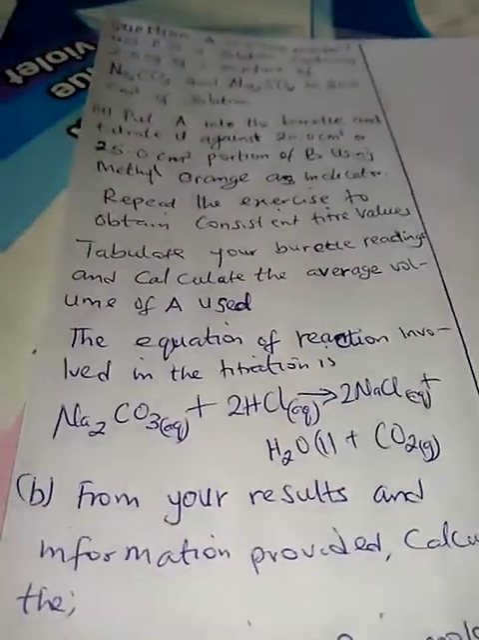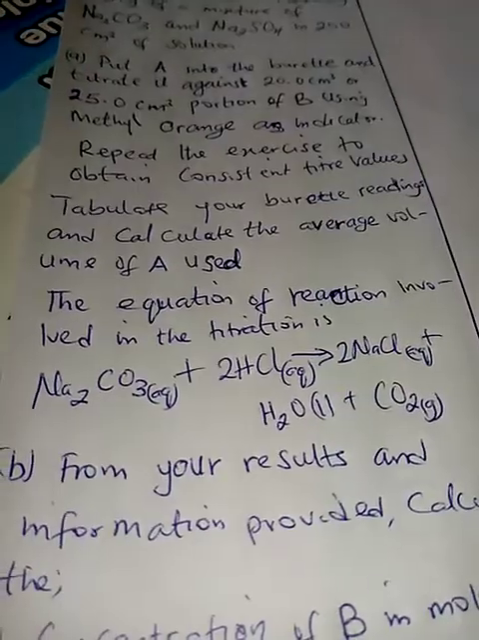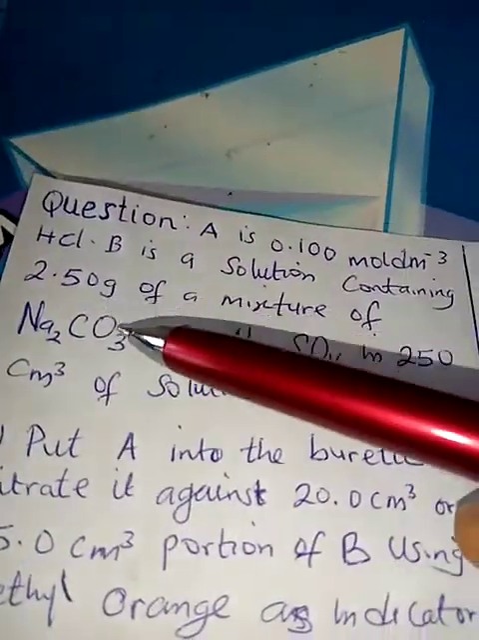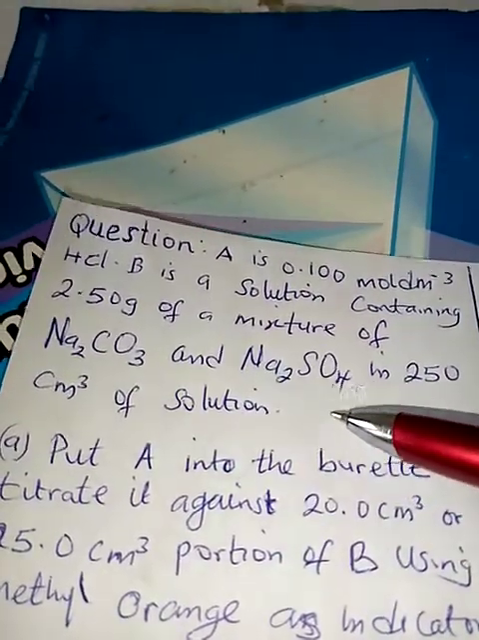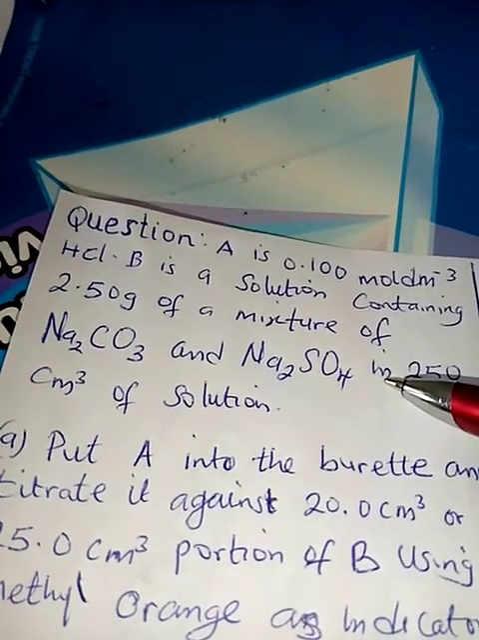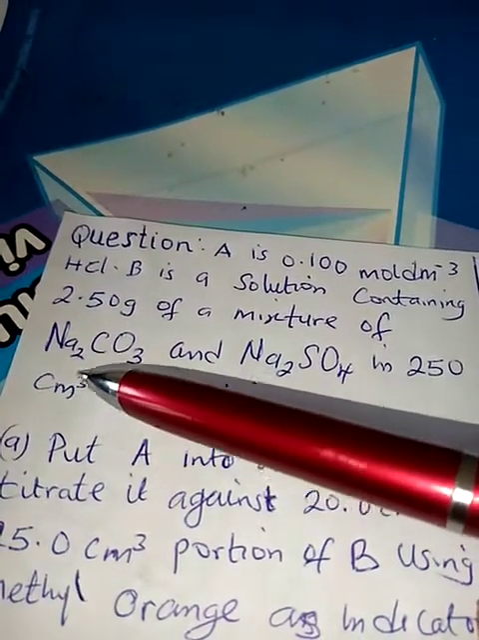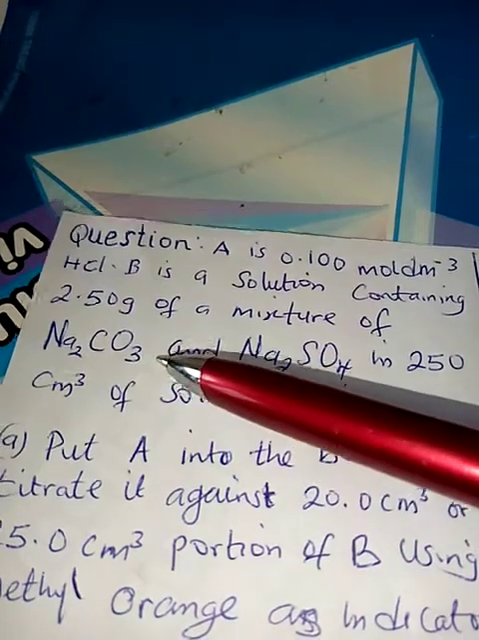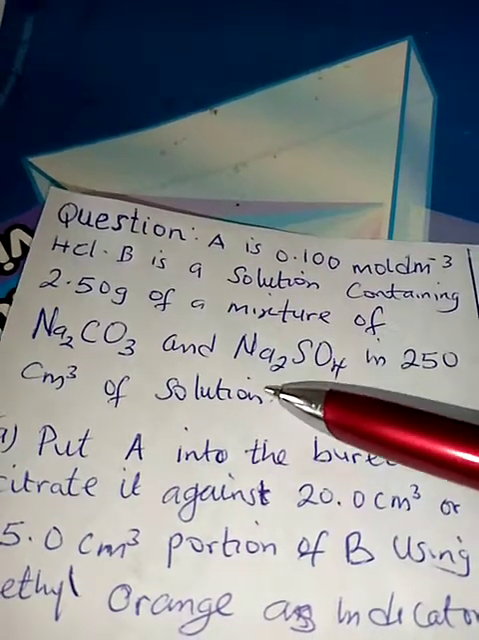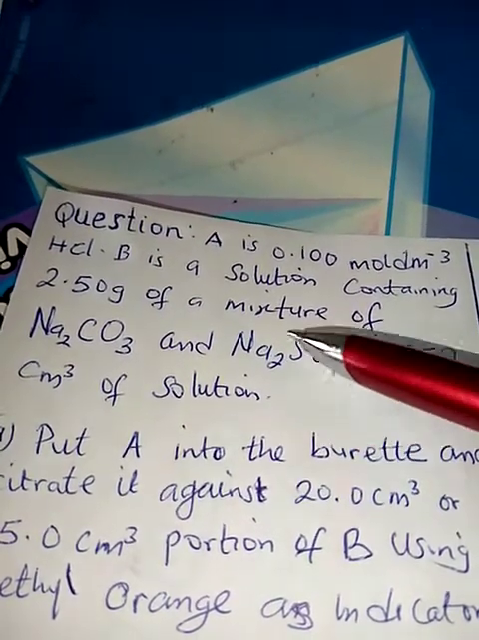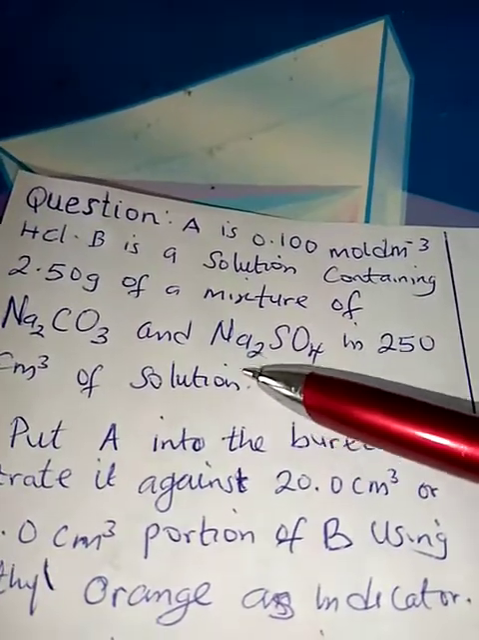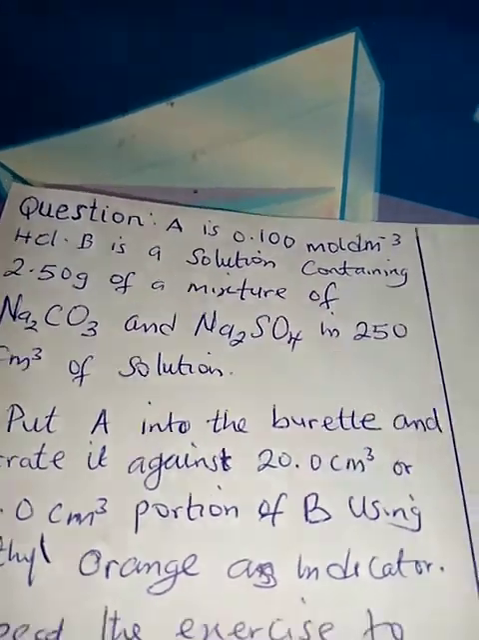Now, it may interest you to note that in that mixture of the base, Na2CO3 and Na2SO4, it is only the Na2CO3 that was used. So it means that this other portion of it was not used during the reaction.